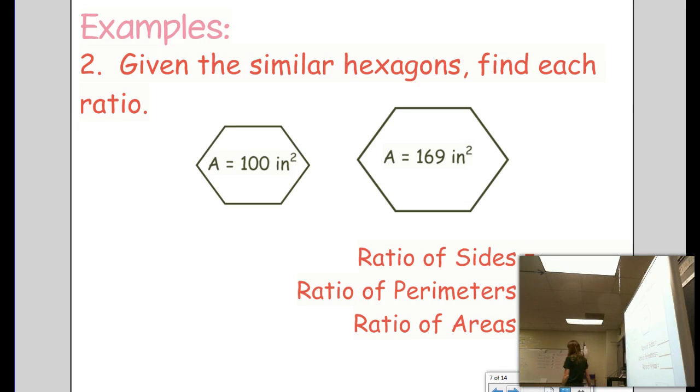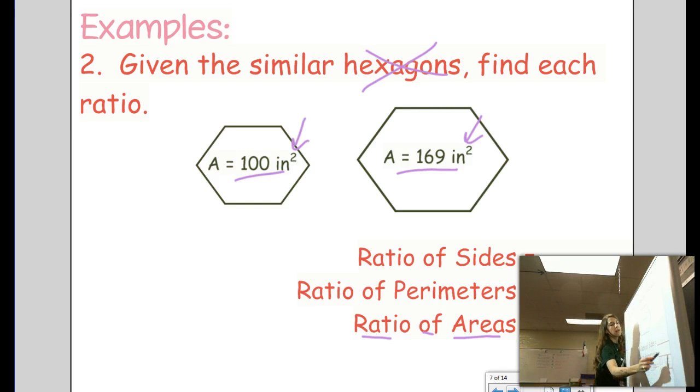Rocket science. Next one. Now we're talking about hexagons, but guess what, guys? We could care less if they're hexagons. We don't care. All we care about is is it 1D or 2D? 1D. What did I give you? It is 2D. Did you see my little hint? Inches squared. This is a 2D figure and a 2D figure. So is that the ratio of the sides or is that the areas? Areas. So we already know this one. Ratio of areas, we don't have to do any work there. It's 100 to 169. Now you can't reduce that, but if you could reduce it, you would need to.